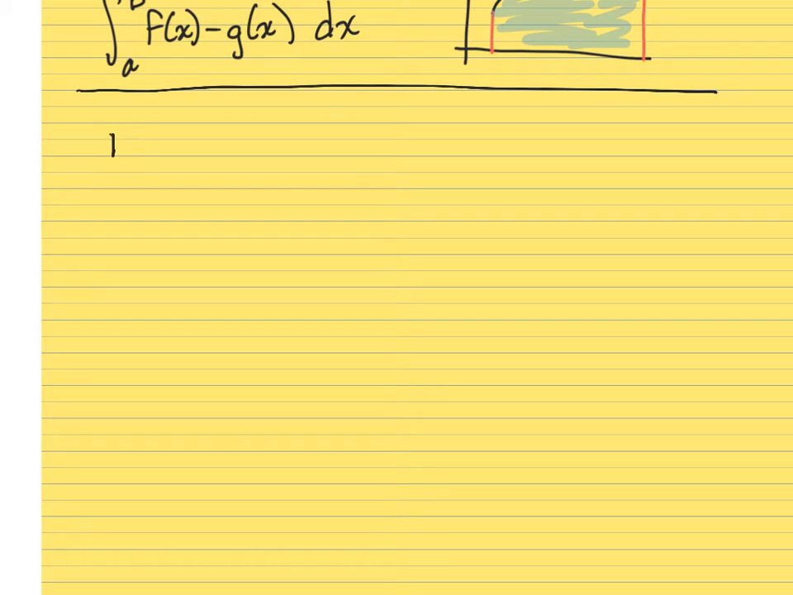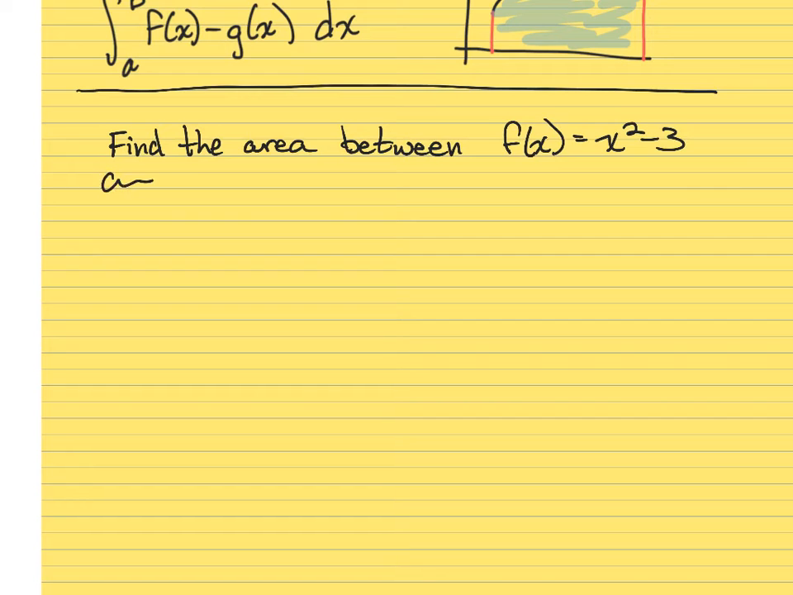Find the area between, say, y, or let's go this way, let's go f of x, between f of x equals x squared minus 3 and g of x equals negative x squared plus 2. All right, and that's what they'll say. They'll write it out like that.